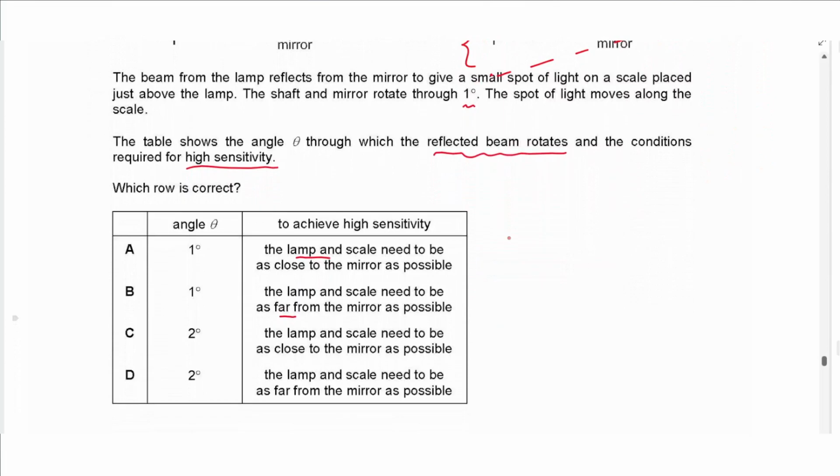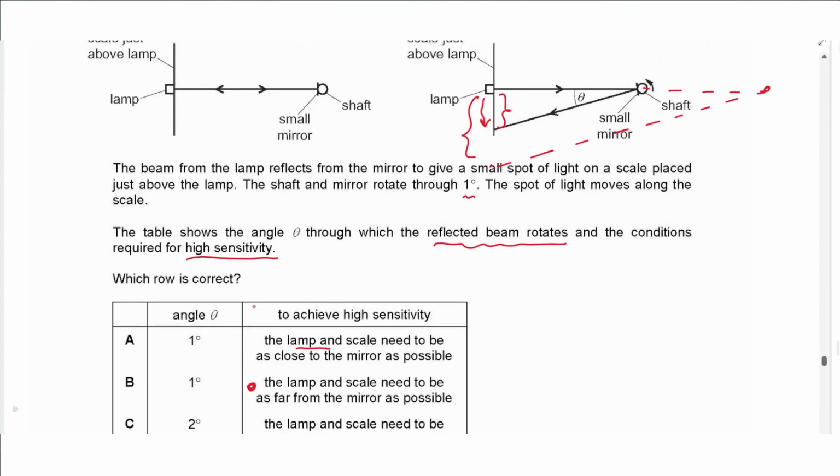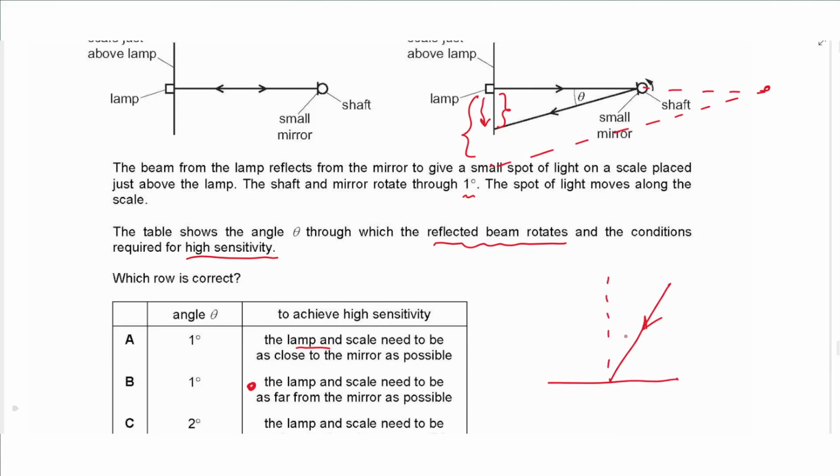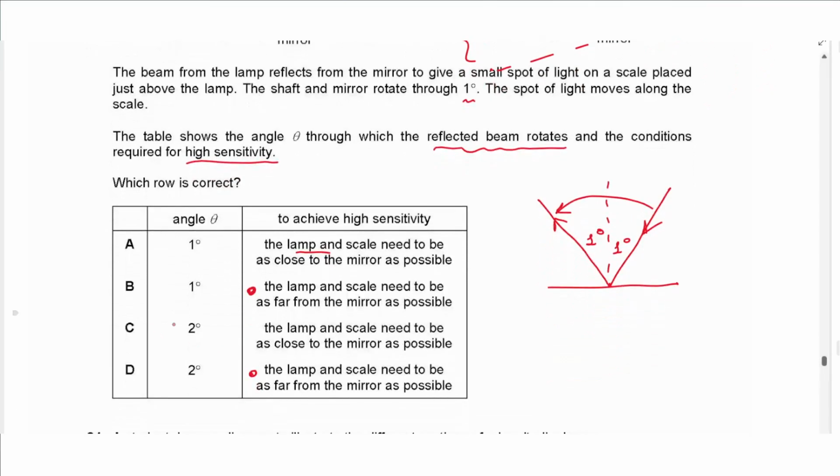So we need to place the lamp as far away as possible. So we have D or B, and the angle of the reflected beam. So if this is normal to the mirror and the incidence ray has an angle of incidence 1 degree, the angle of reflection is also 1 degree. So the total angle is 2 degrees. So it's either C or D. So the answer is D.